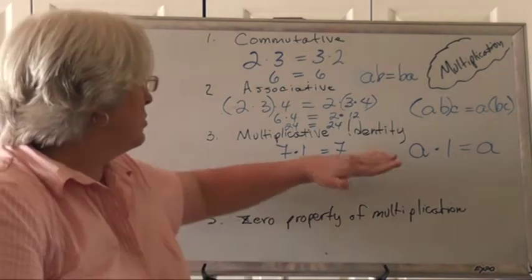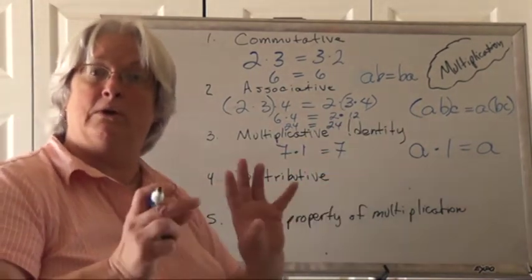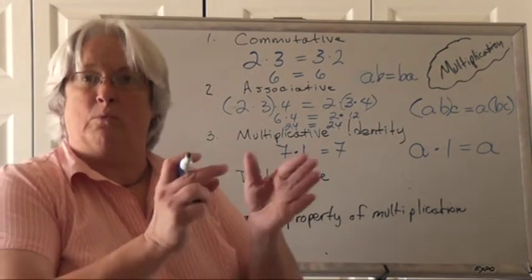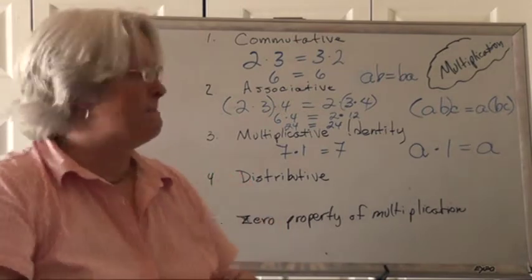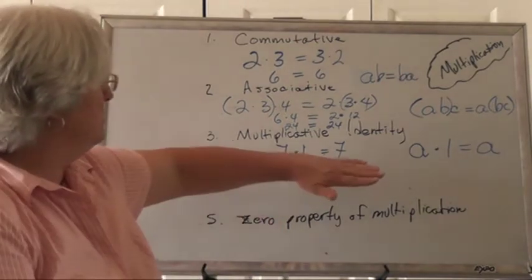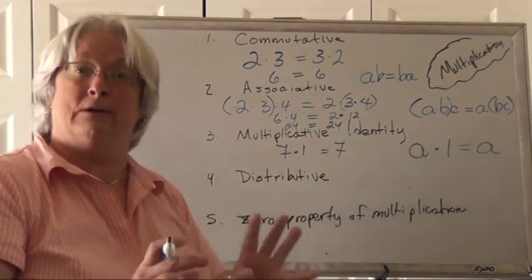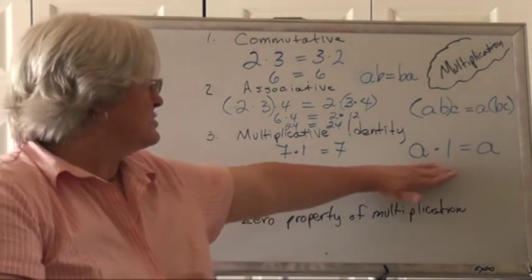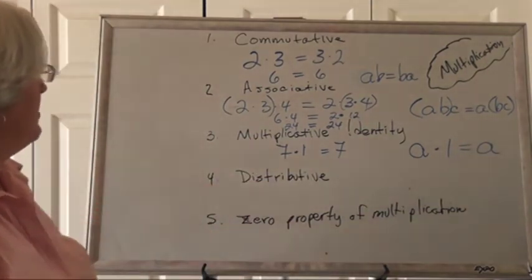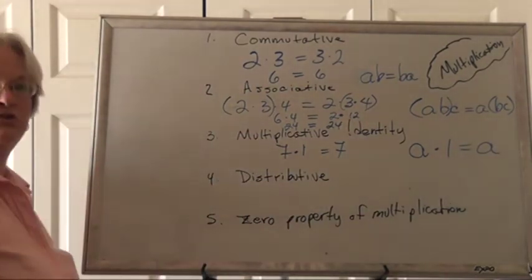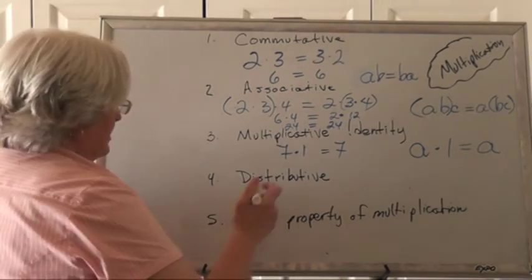And this property right here is what you've used for years when you've been converting fractions from 1/2 to 2/4 to 3/6. Because you multiply by an expression that's equal to 1, so even though it looks different, it doesn't change the original value.